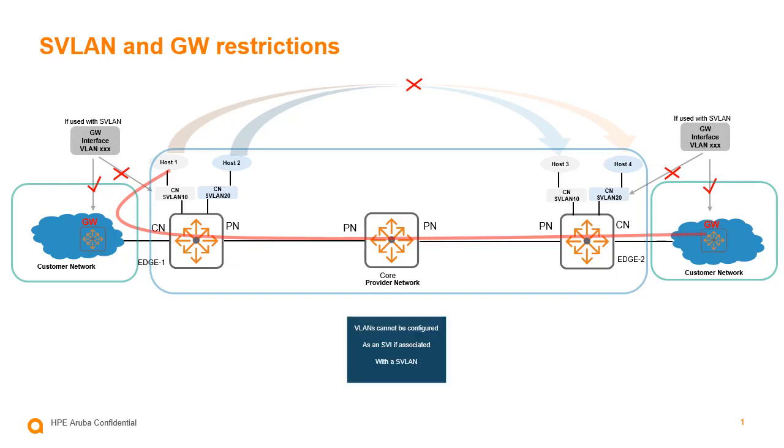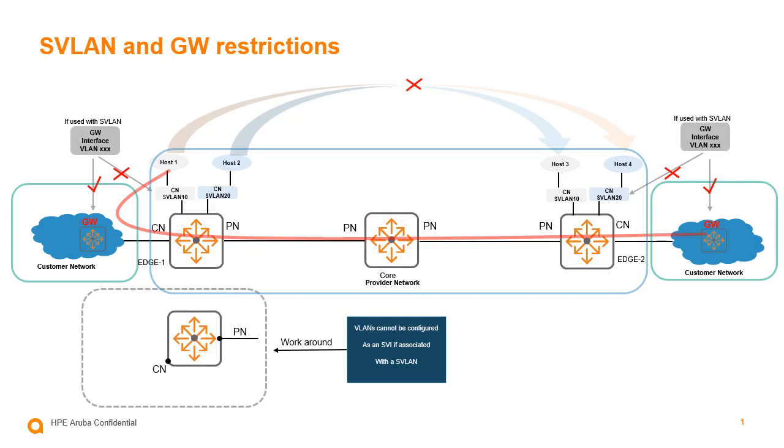So this statement holds true. VLANs cannot be configured as an SVI if associated with an SVLAN. However, there is a workaround. If we have our provider node switch with the PN port and the CN port, we can create a loop between the CN port to a CVLAN port where the SVI gateway can be configured on the appropriate VLAN to support bidirectional traffic flow.